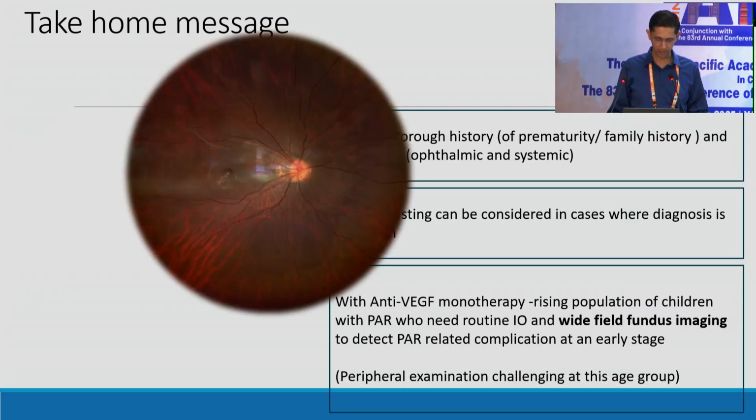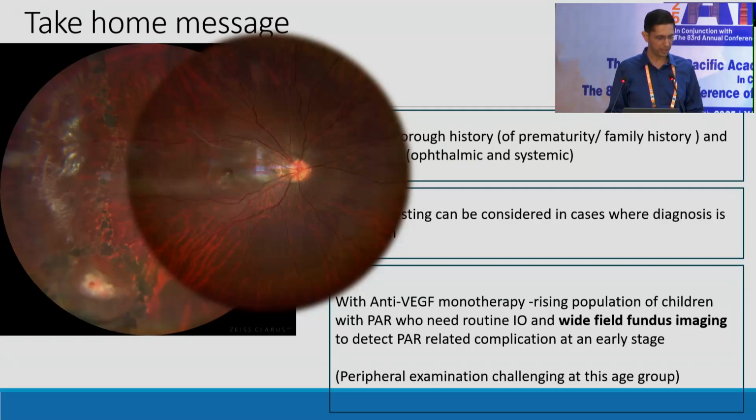And most importantly, with the increasing use of anti-VEGF monotherapy in ROP, there's a rising population of children who are growing up with a peripheral avascular retina, and they will need a good routine indirect ophthalmoscopy for detecting these PAR-related complications early. And since these children do not really cooperate well for peripheral exam, there is a role of additional wide field imaging, where, as you can see here, without the wide field examination, the findings can be easily missed.